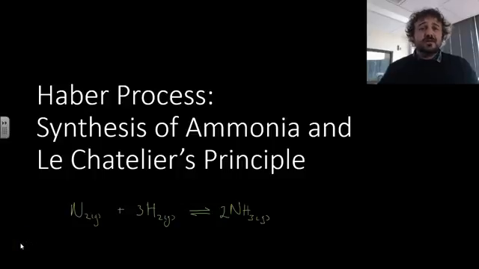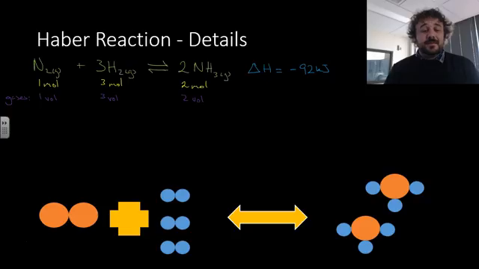Alright, chemists, let's have a look at the Haber process, and in particular, how Le Chatelier's principle applies. And this here is the little summary of the chemical reaction of the Haber process, and it's nitrogen plus 3 hydrogen gases gives you 2 ammonias. So we're talking about how to build ammonia.